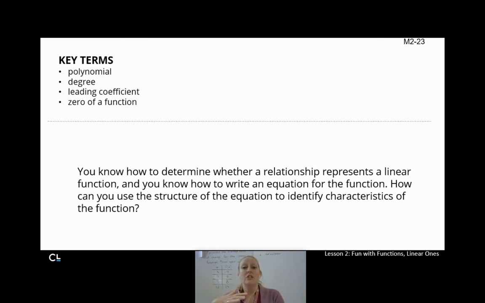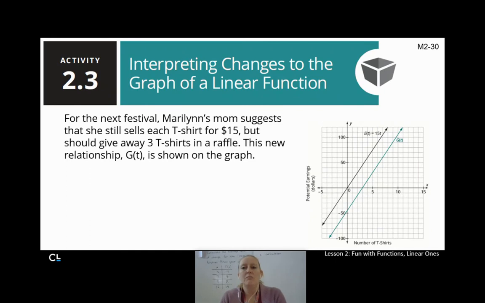So you know how to determine whether a relationship represents a linear function. You know how to write an equation for that function. We've been doing super great with that. So let's dig a little deeper on using the structure of that equation, identifying the characteristics of our function. So we're on page M2-30 today. And we're going to look at what happens when we start changing the graph of our linear function.